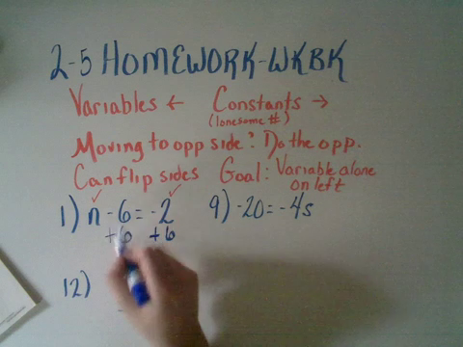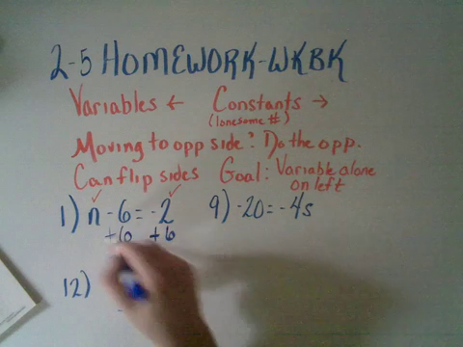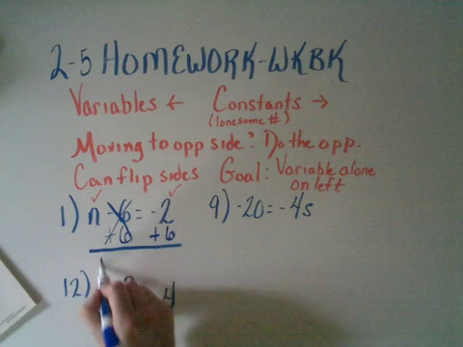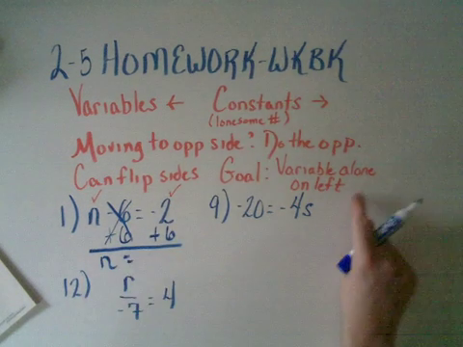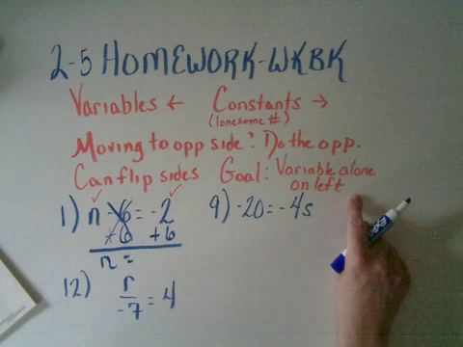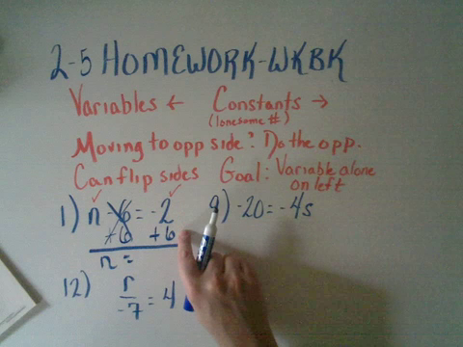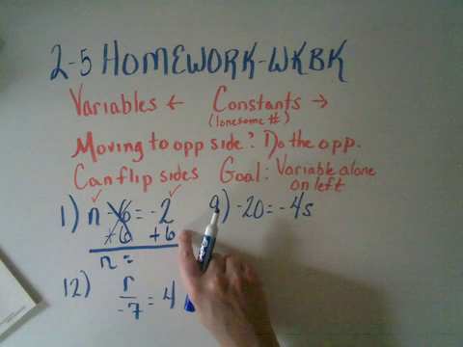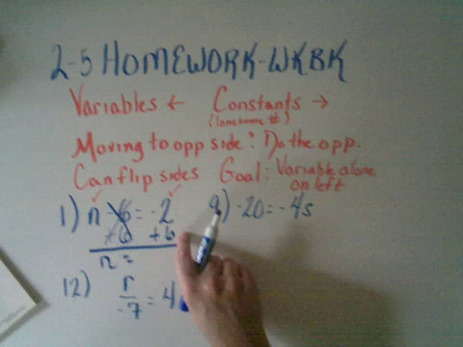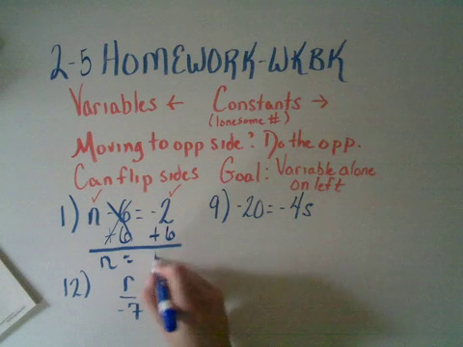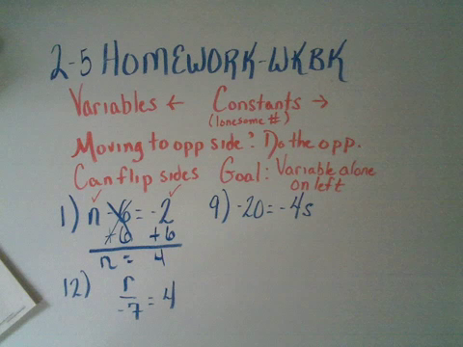What happens over here on the left side is the minus 6 and plus 6 cancel each other out. And what does that leave me with? N. That's good because remember, my goal is to get the variable alone on the left side of the equal sign. Over here, I've got negative 2 plus 6, which, as you know from working with adding integers, is going to change into a 4. And that would be the solution.